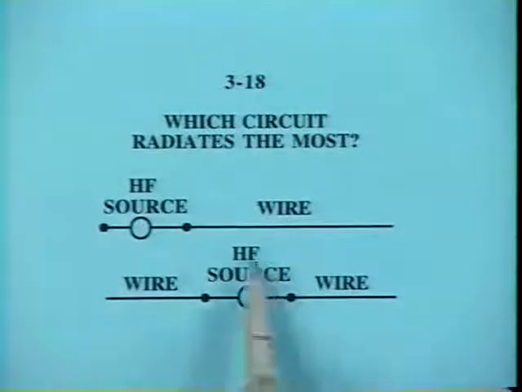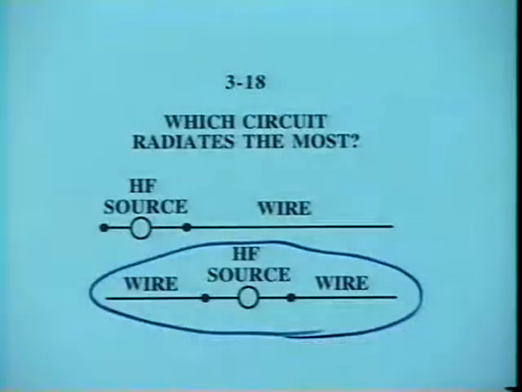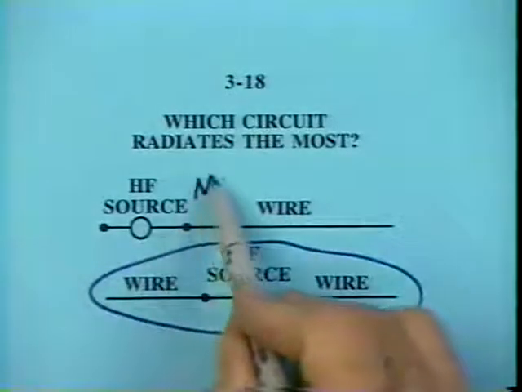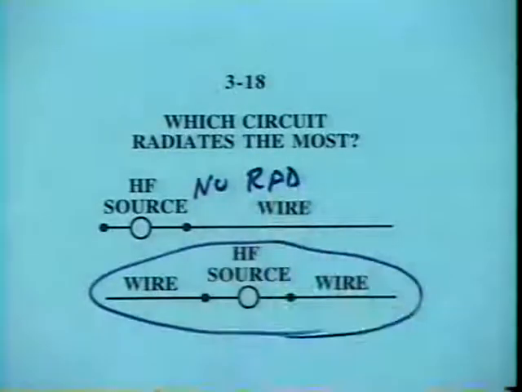In another case, we have the RF generator, the high-frequency source, between two elements of wiring. Which of these circuits will radiate the most? Well, no question. This one radiates by far the largest amount. Theoretically, the top one has no radiation. Theoretically. In practice, you see what's going to happen.